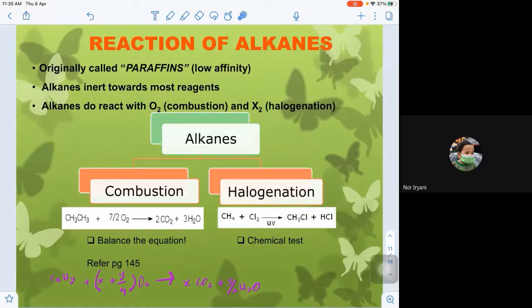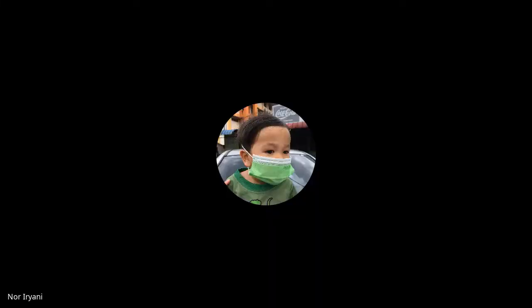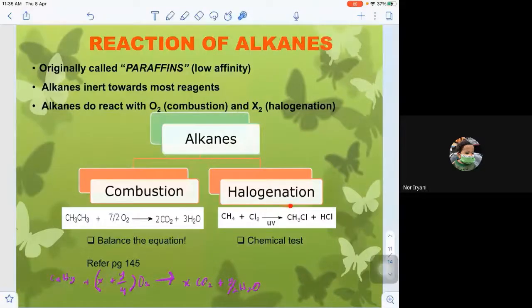And then the second type of reaction for alkane is the halogenation reaction. The name is halogenation reaction because we will react the alkane with halogen. The halogen that we use is either chlorine or bromine in the presence of UV. Then we will get the haloalkane as a product. And this halogenation reaction becomes a chemical test of the alkane. What is the meaning of a chemical test?